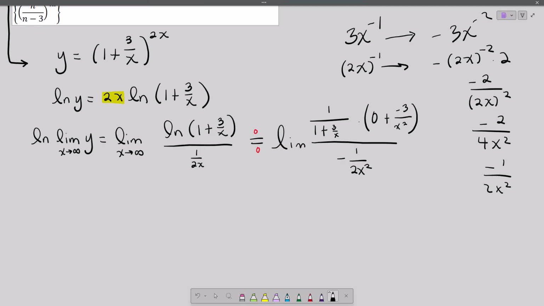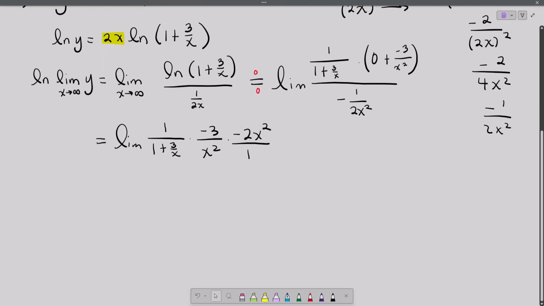All right, so let's simplify that. So we have limit. We're going to turn everything into multiplication in the numerator. So that's there. That's being multiplied by this, which is negative 3 over x squared. Now this is in the denominator. Dividing by a fraction, you multiply by the reciprocal. So if we flip it over, we're going to get negative 2x squared divided by 1. All right, so when all is said and done, these x squareds are canceling. And we are left with positive 6 in the numerator, 1 plus 3 over x in the denominator.